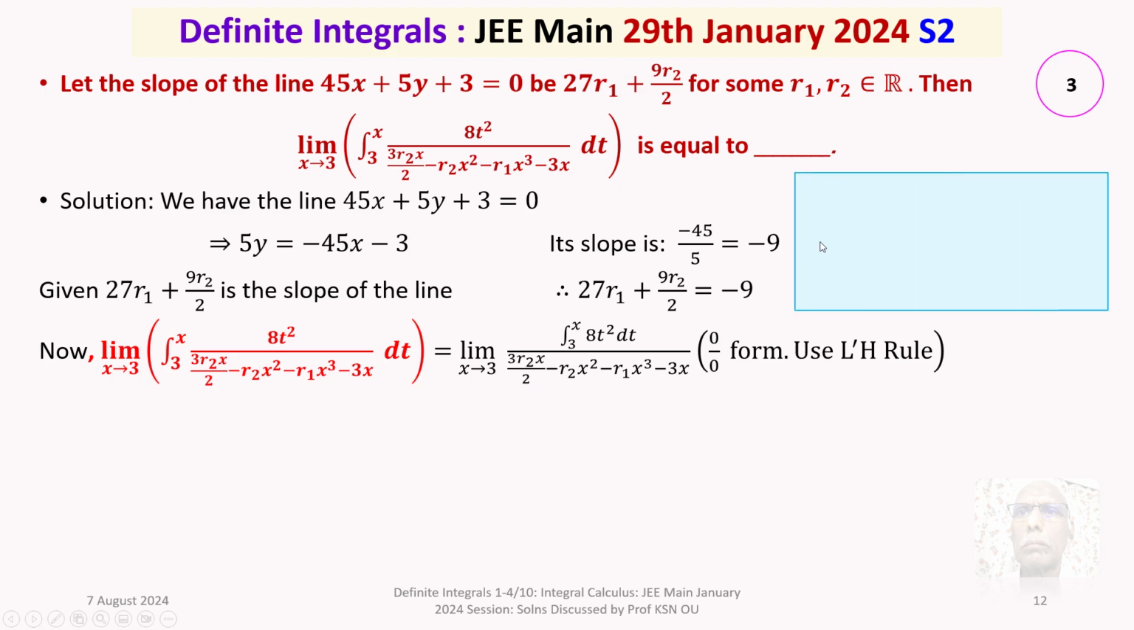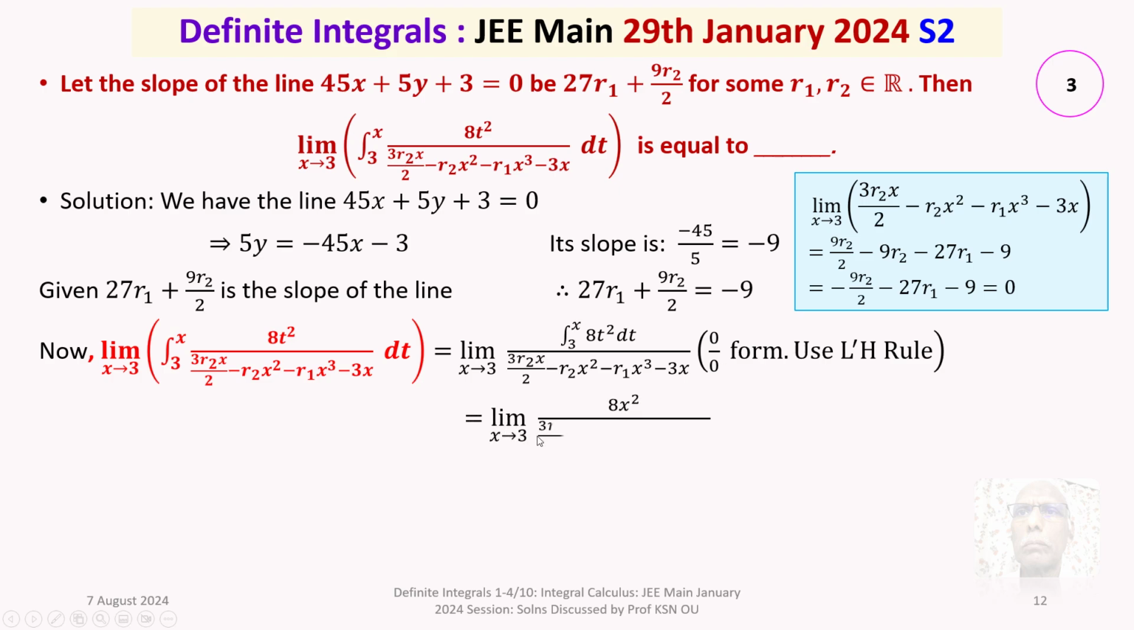Let's look, is it 0? Just substitute. Then you will get 9r2 by 2 minus 9r2 minus 27r1 minus 9. Simplify. You will get minus 9r2 by 2 minus 27r1 minus 9. This is from here. Send this to the other side and you will get 0. Therefore, this is also 0. 0 by 0 form. Use L'Hopital's rule.